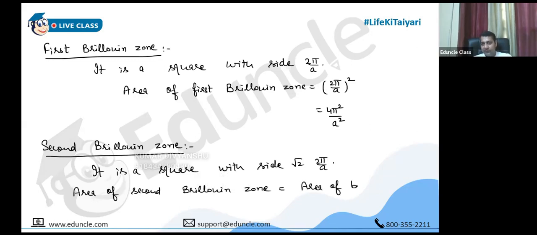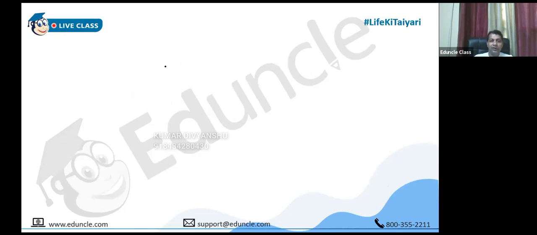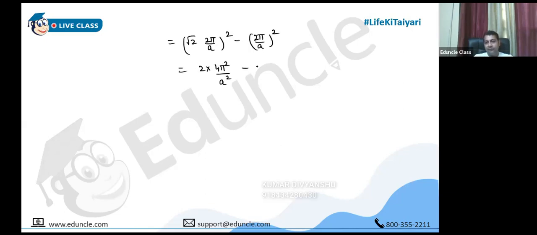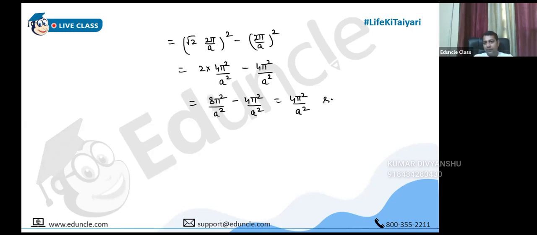Area of, can I write second square? Will it be right? Area of first square, or area of square with side root 2 into 2 pi by a, minus area of square with side... That is also okay. So now please calculate this area and you will see that the area will come out to be same as area of first Brillouin zone. So this will be root 2 into 2 pi by a, same as area of first Brillouin zone.